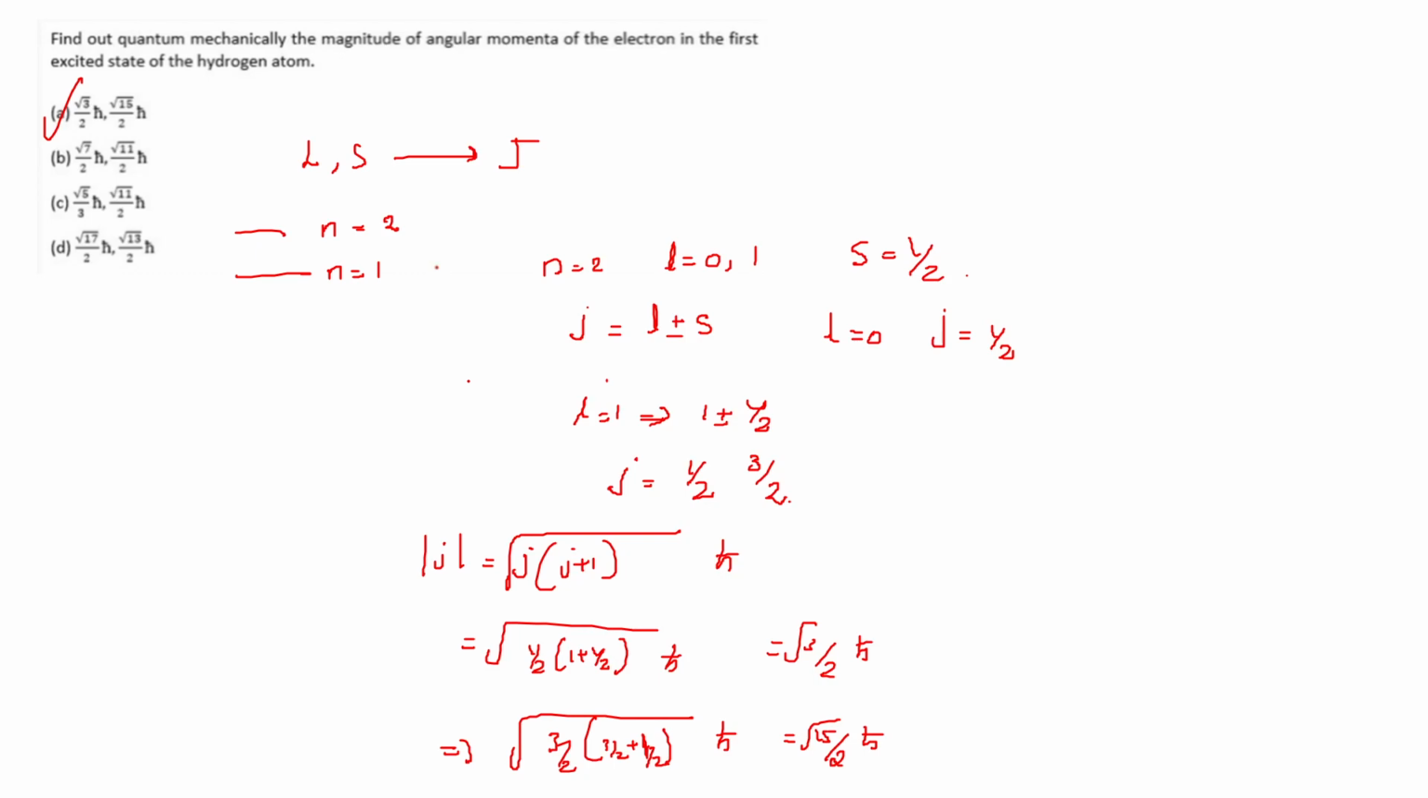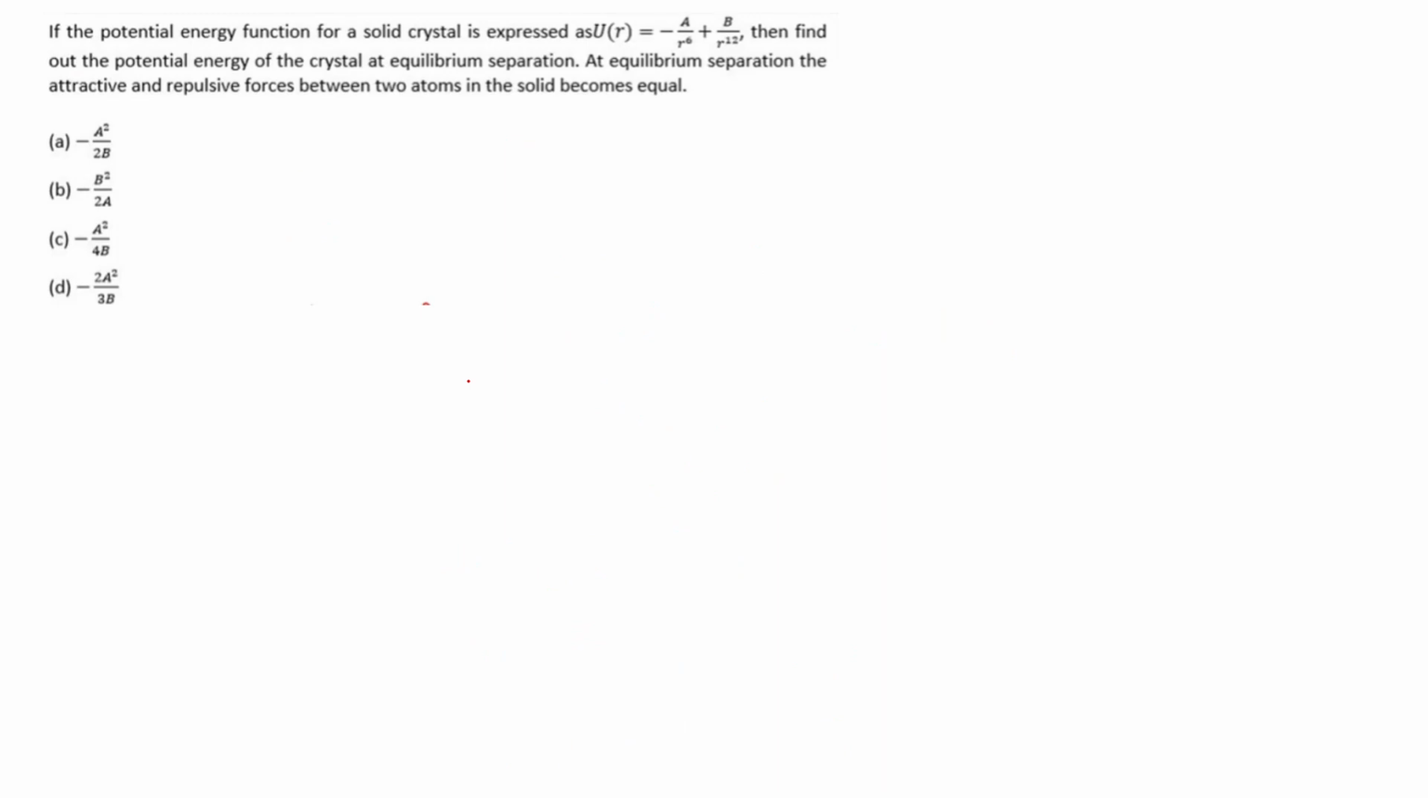Now we are going to solve the next problem. This part was also covered in the first week classes. So the question is, if the potential energy function for a solid crystal is expressed as U of r is equal to minus a by r to the power 6 plus b by r to the power 12, then find out the potential energy of a crystal at equilibrium separation.